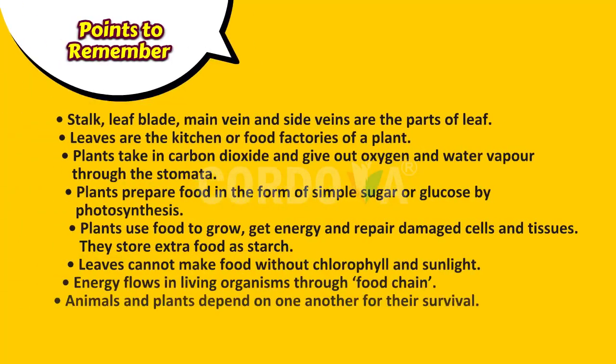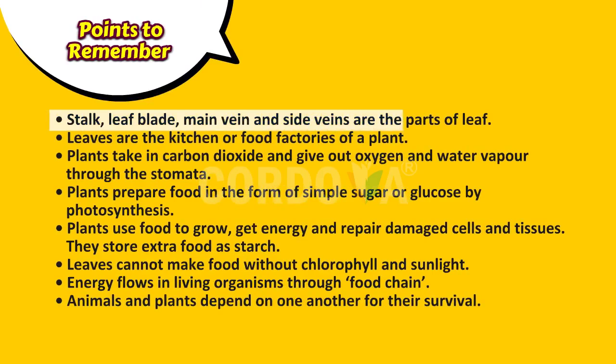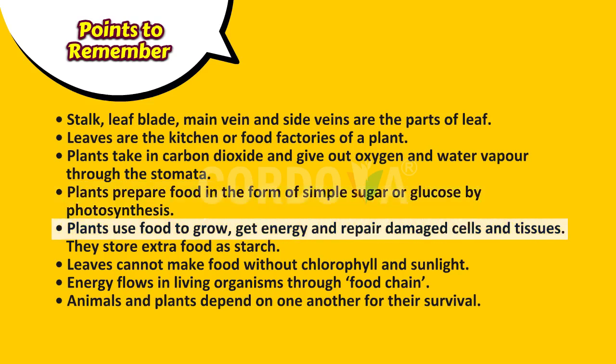Points to remember. Stalk, leaf blade, main vein and side veins are the parts of a leaf. Leaves are the kitchen or food factories of a plant. Plants take in carbon dioxide and give out oxygen and water vapor through the stomata. Plants prepare food in the form of simple sugar or glucose by photosynthesis. Plants use food to grow, get energy, and repair damaged cells and tissues. They store extra food as starch.